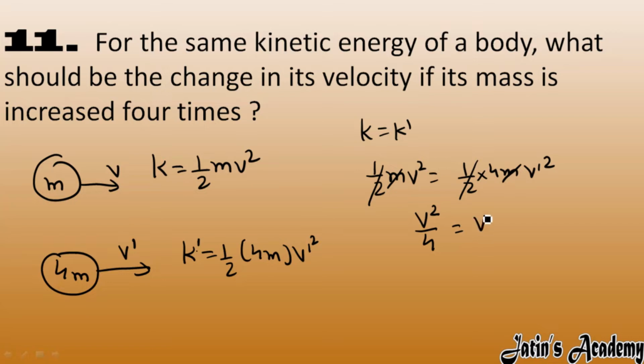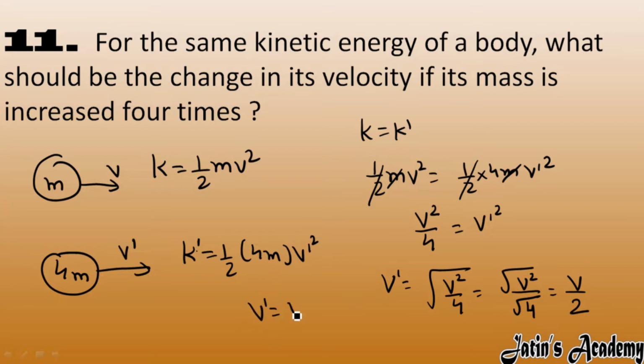So v dash square equals v square by 4. Now this square becomes a root. Just separate this root. Okay, v square we write as v and 4 we write as 2. So v dash we got as v by 2, which means velocity is decreased to half. Okay, velocity is decreased to half. Here they are asking what should be the change in velocity. So velocity becomes half. Clear?